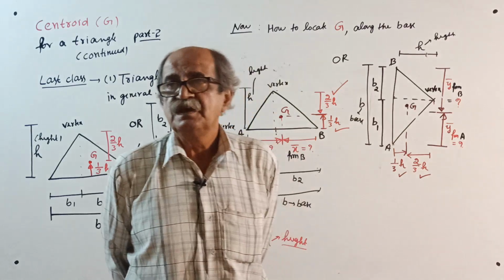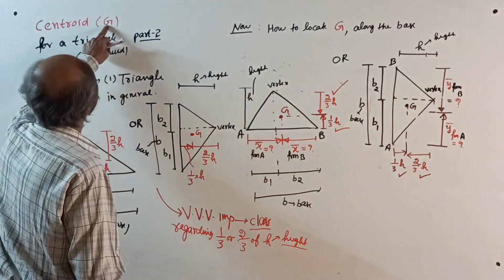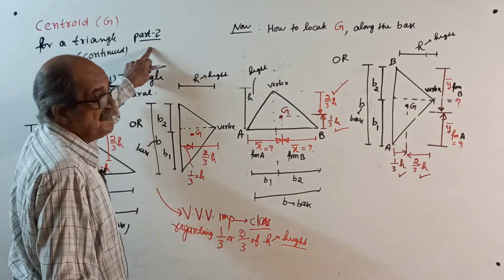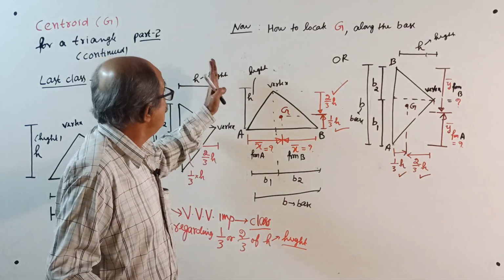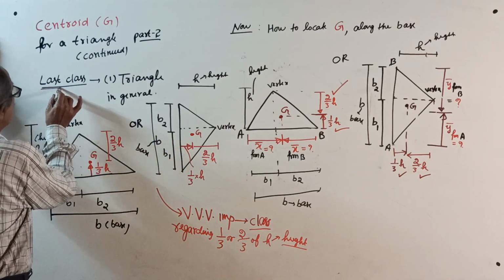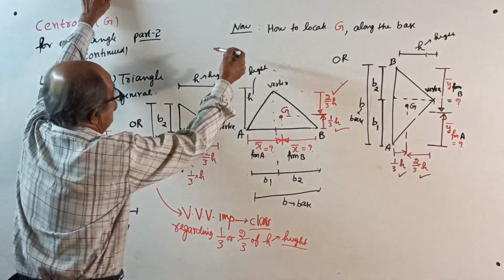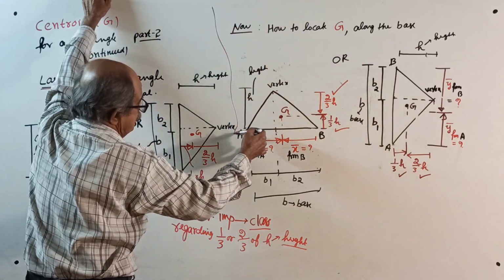Welcome. Today we are continuing Centroid G for a triangle. This is part 2. Before I continue with part 2, I will give a small recap of what happened in the last class.